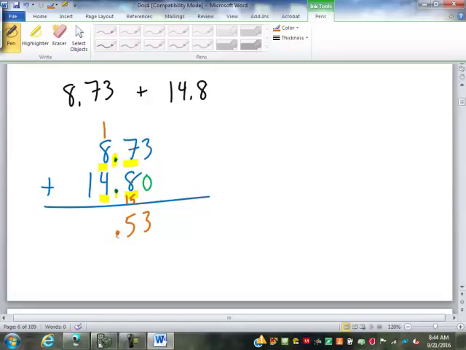Bring the decimal point down. I don't want to cross the decimal point without doing something with it. The only exception is multiplication, and we'll look at that. So now I've got 1 and 8 is 9, plus 4 is 13, so that's 3, carry the 1, and 1 and 1 is 2.